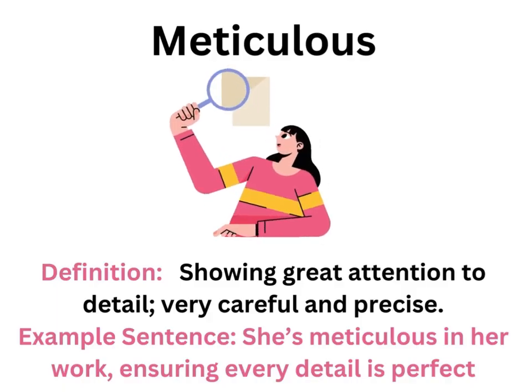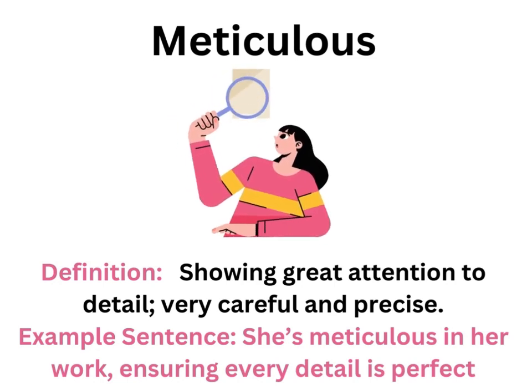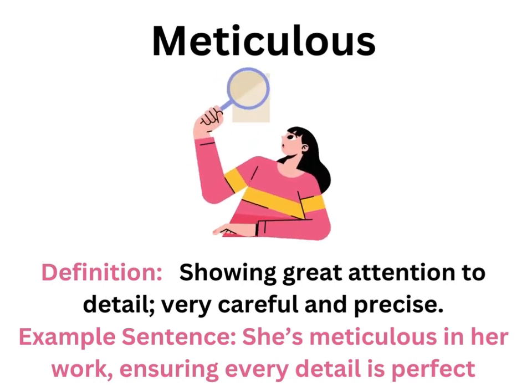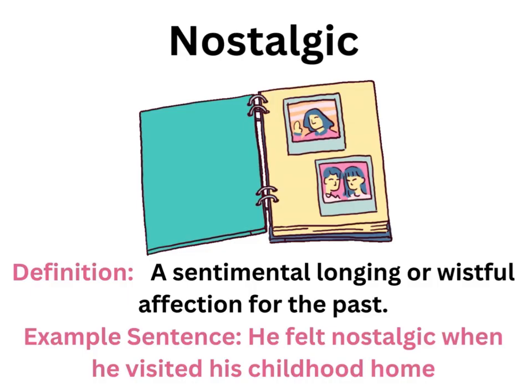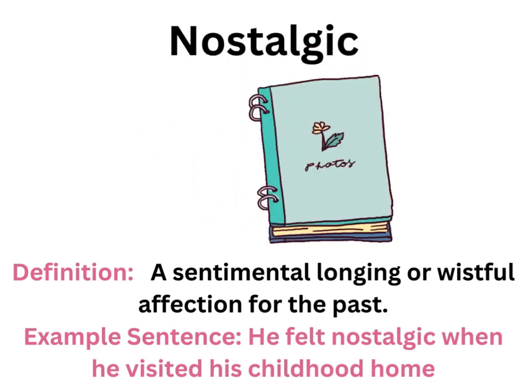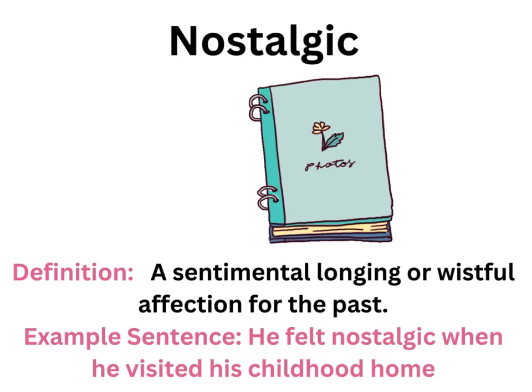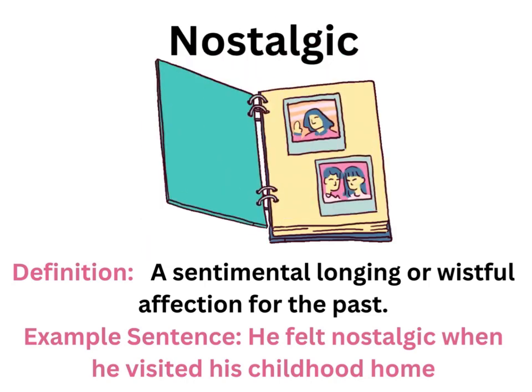Lavish. Definition: sumptuously rich, elaborate, or luxurious. Example sentence: they threw a lavish party for their anniversary. Nostalgic. Definition: a sentimental longing or wistful affection for the past. Example sentence: he felt nostalgic when he visited his childhood home.